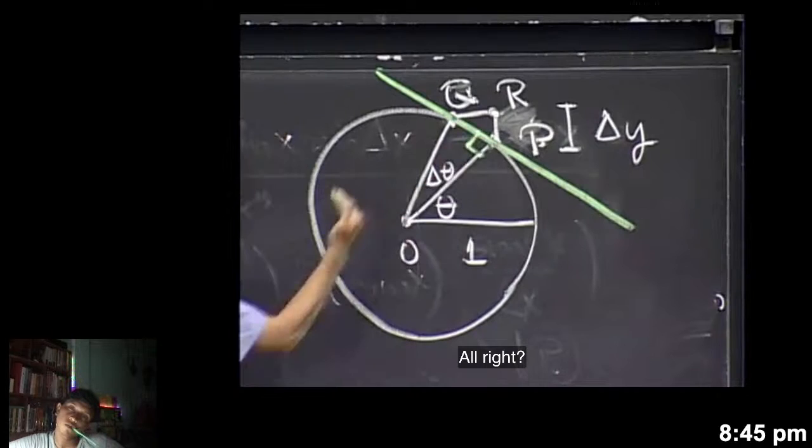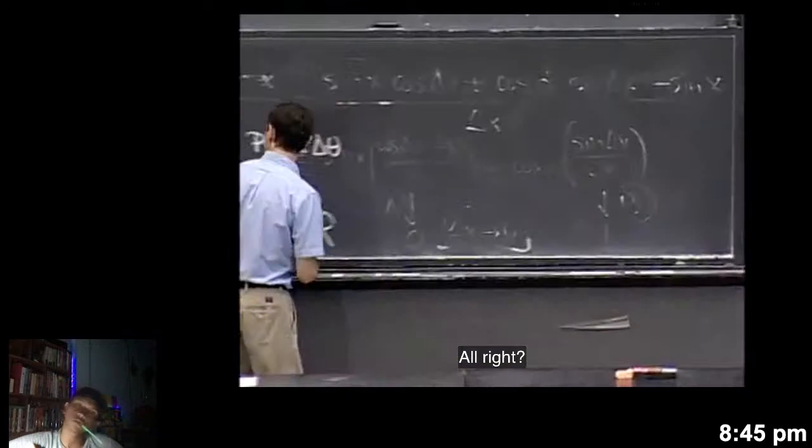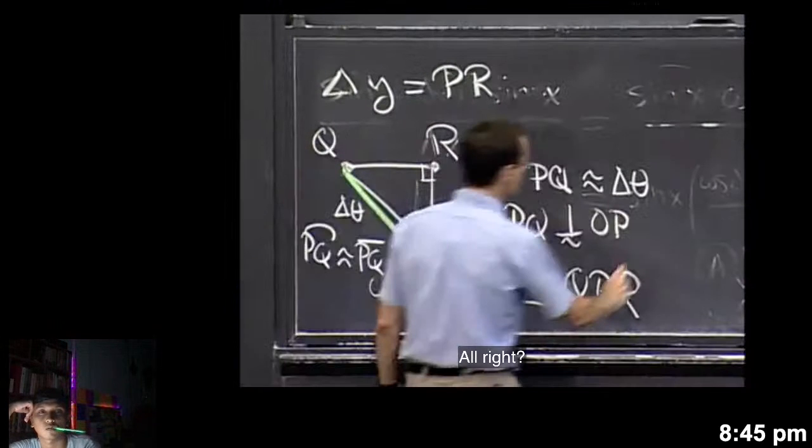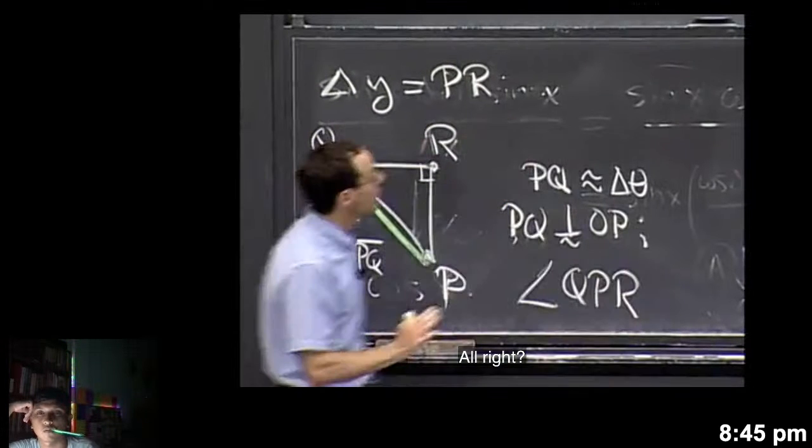So the key thing that I'm going to use is that PQ is almost perpendicular to OP. All right? The ray from the origin is basically perpendicular to that green line. And then the second thing I'm going to use is something that's obvious, which is that PR is vertical. Okay? So those are the two pieces of geometry that I need to see.